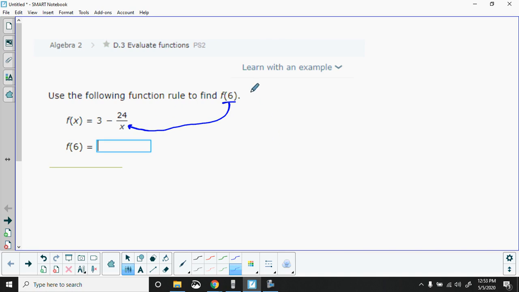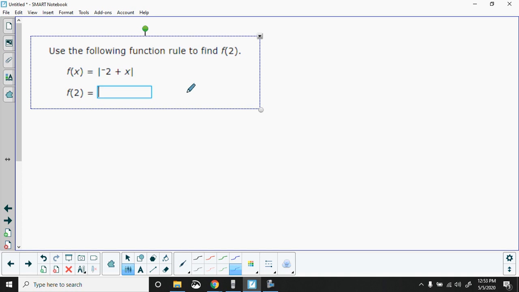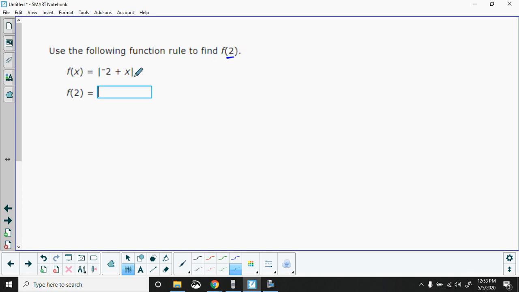Okay, so 3 minus 24 over 6. 24 divided by 6 is 4, so 3 minus 4. 3 minus 4 is negative 1, and that is my answer. So I put negative 1 in the blank. For this one, 2 is what we're going to plug in for x.